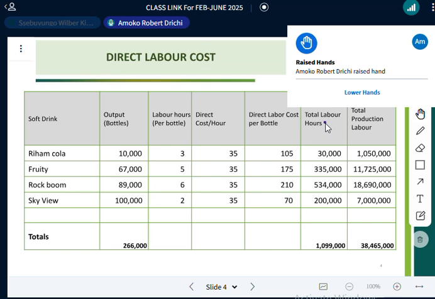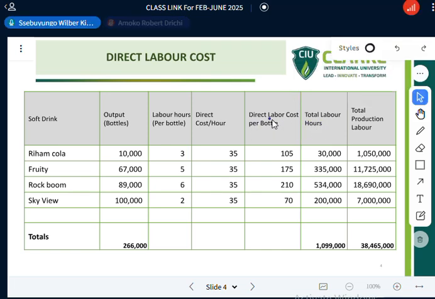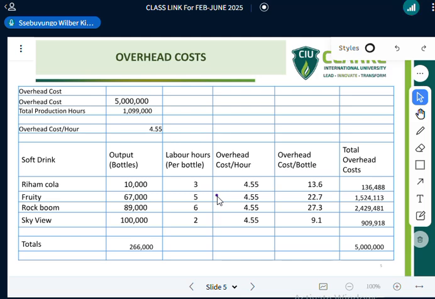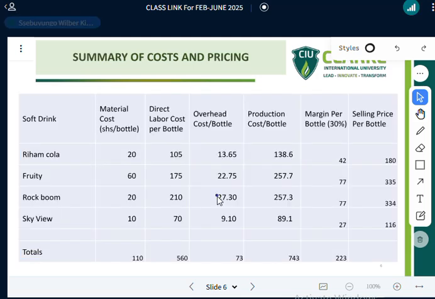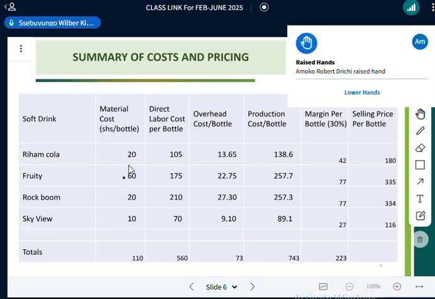Okay. Let us end at total production hours, and we also have direct labor costs here. Sorry for that. So now I'm coming up with the summary of costs per bottle from the previous. Material costs, I've pulled out the one for material costs I showed you earlier.